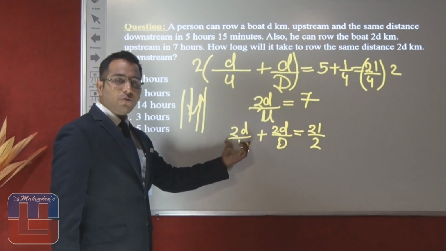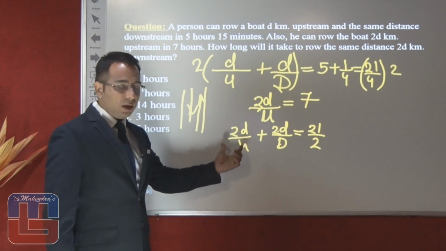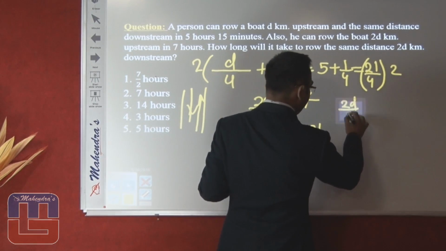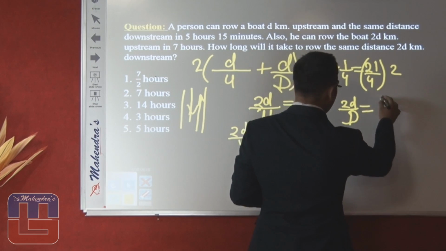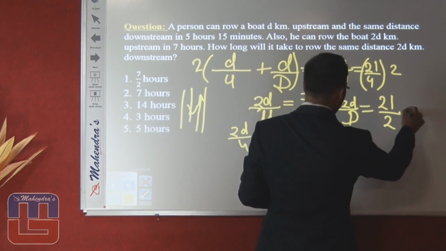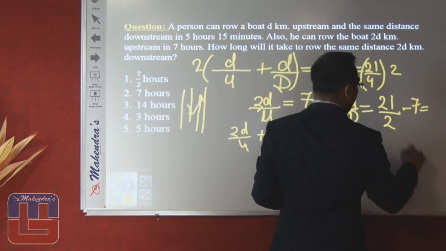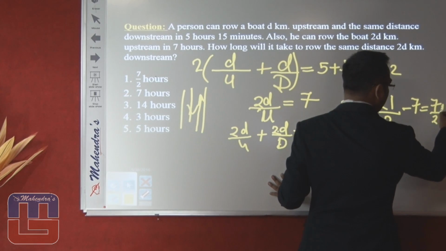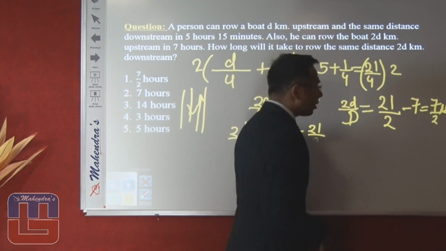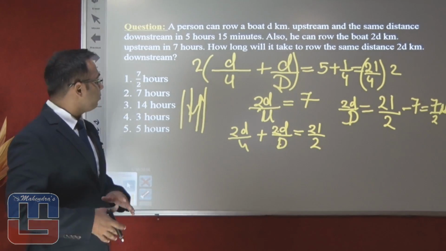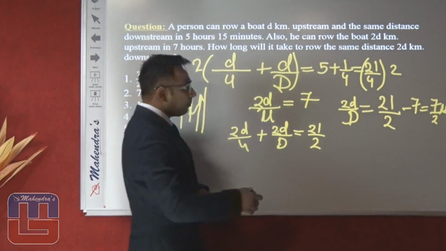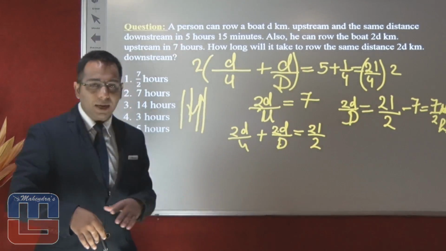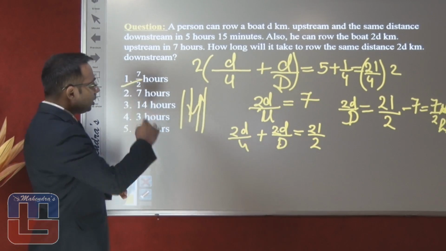Now we have the value of 2d upon u. We can put that 7 here. The answer will be 2d upon d equal to 21 upon 2 minus 7, which will give us 7 upon 2. No, it's not speed, it's time. So the answer will be 7 by 2 hours, which is option first.